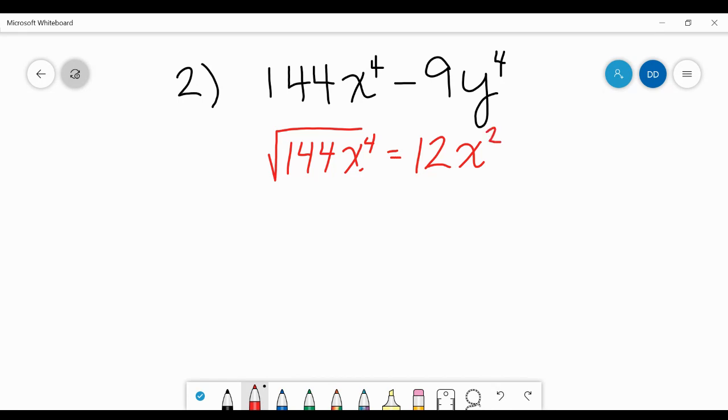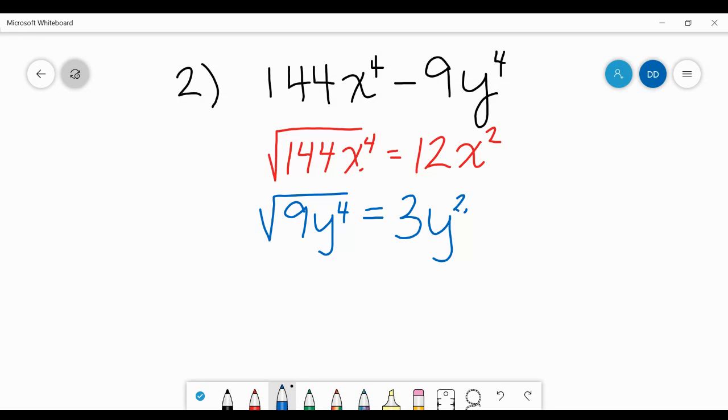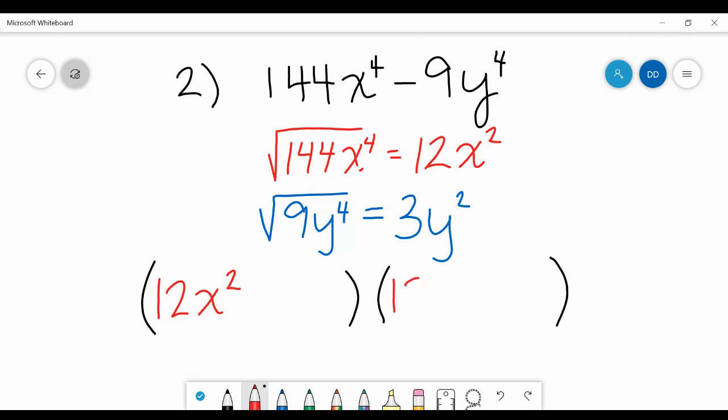We're going to do the same thing with 9y to the 4th. The square root of 9 is 3. We're going to take that exponent, divide it by 2. We get y squared. Now we're going to make our set of parentheses. Our square root of the first term is going to go first, so we have this 12x squared first in both sets of parentheses. And then we have this 3y squared. That's going to go second in both sets.